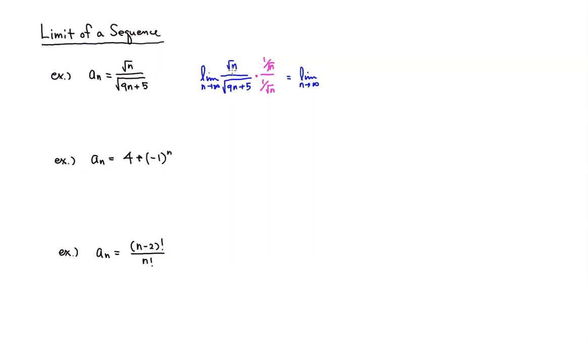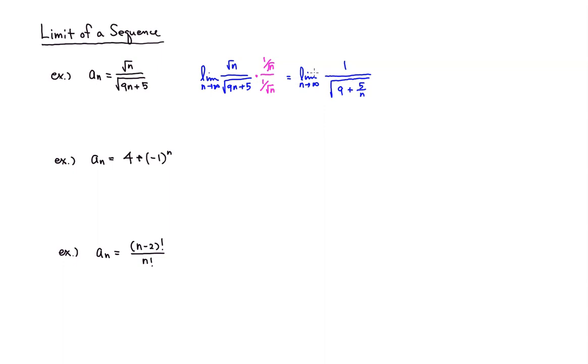The square root of n divided by the square root of n is just going to be 1, which is nice on top. On the bottom, since both are square roots, we can put it under the same square root. 9n divided by n would be 9, and 5 divided by n is 5 over n. So you can simplify it this way.